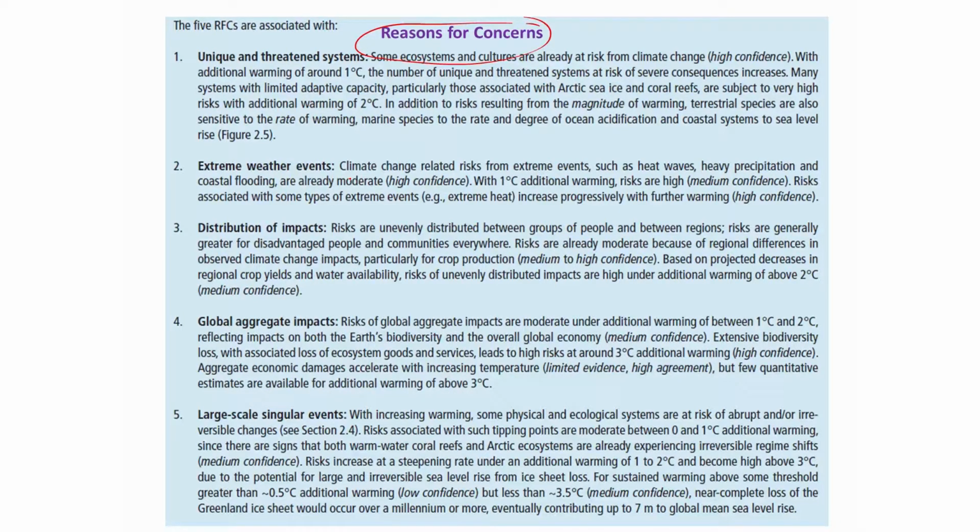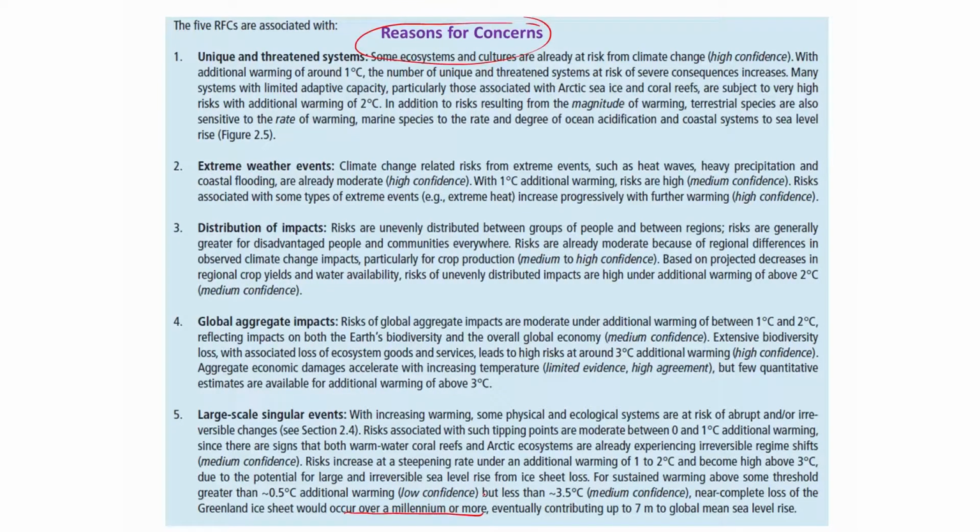Then global aggregates are those that combine regional impacts and affect global supply chains, the global economy, and so on. And there are large singular events, which we will talk about, such as the loss of sea ice in the Arctic or the ice sheet over Greenland. Each time, the level of confidence is important and the time scale over which it will happen is important. For example, the loss of the Greenland ice sheet would occur on a time scale of a millennium or more, and it could contribute up to 7 meters of sea level.